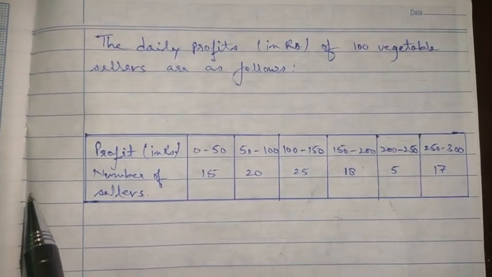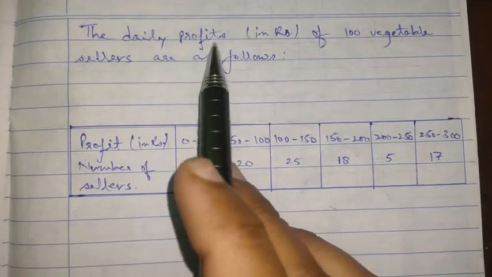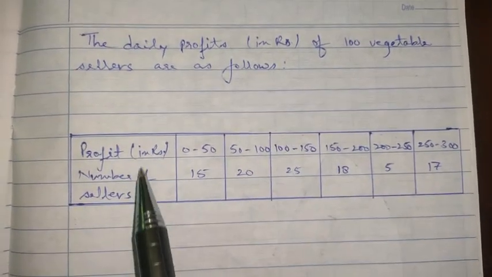Children, this is another question that I've taken in which we have to draw a histogram. The question says the daily profits in rupees of 100 vegetable sellers are as follows. This is the data that is given.